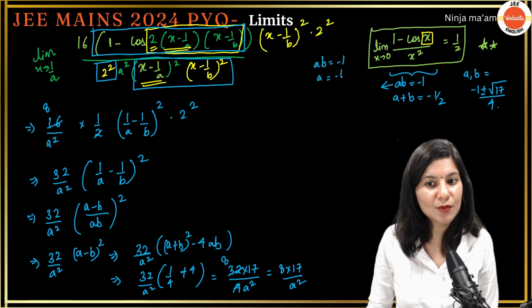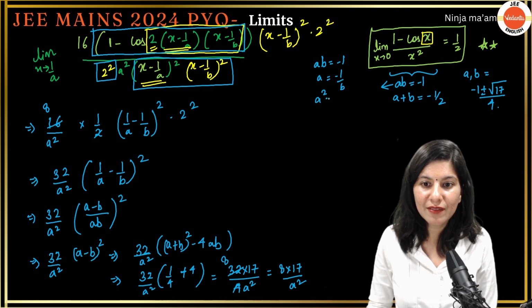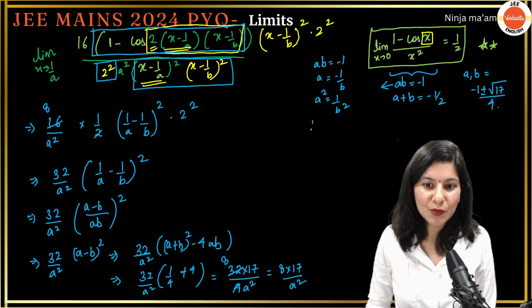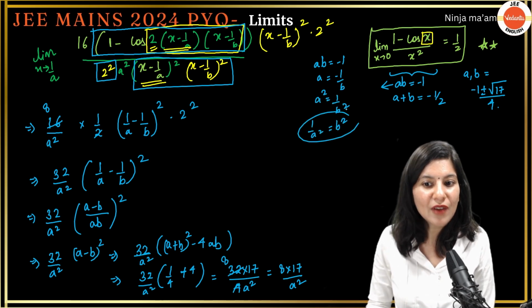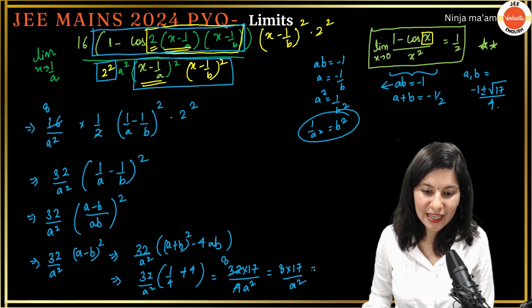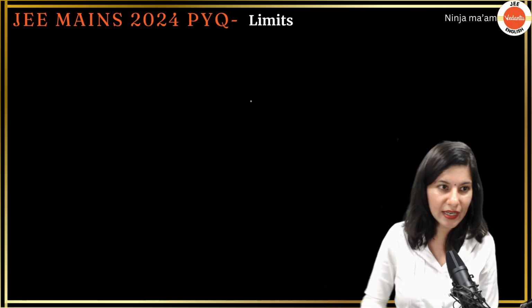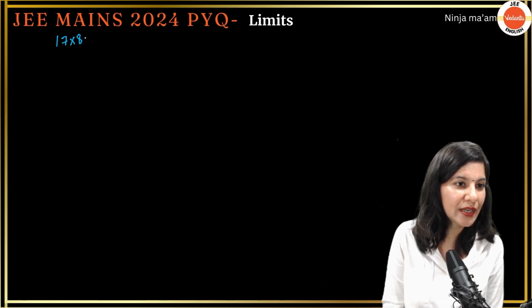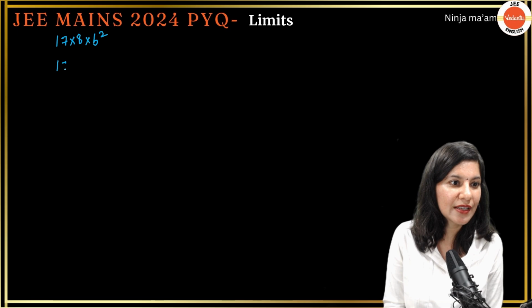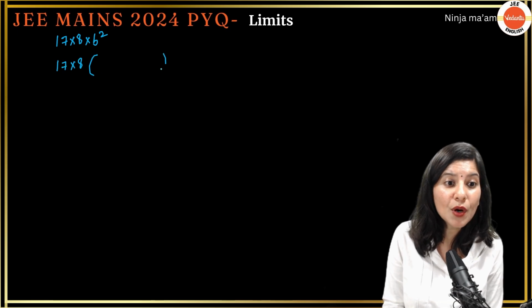So tell me, A is equal to -1 by B. A square will be 1 by B square, correct? So 1 by A square is equal to B square. So why not make use of it? So this is actually 17 into 8 and there is B square. 17 into 8. So let me just write 17 into 8 into B square.